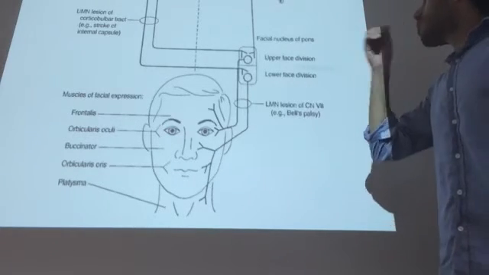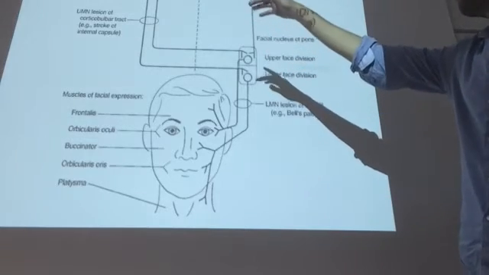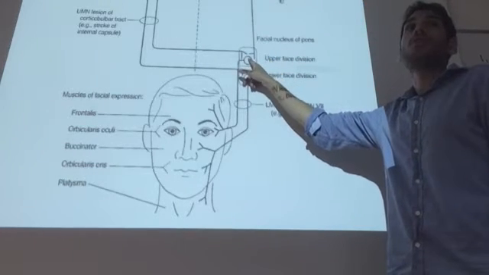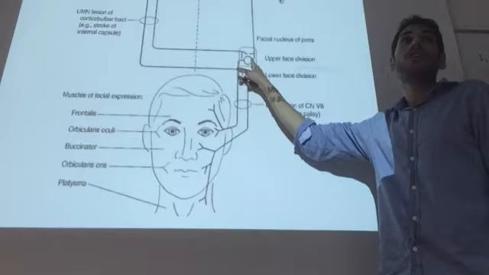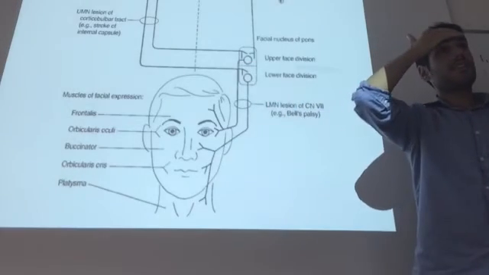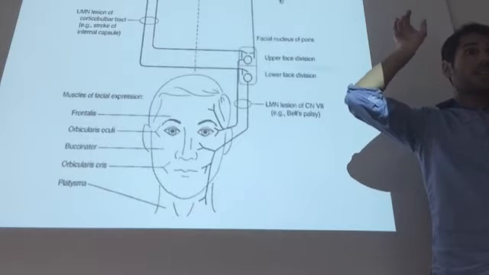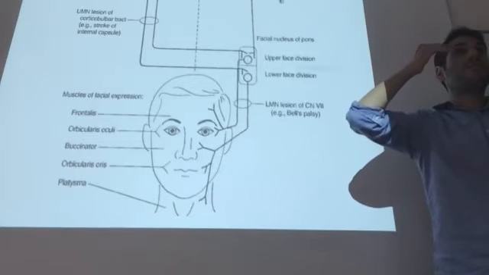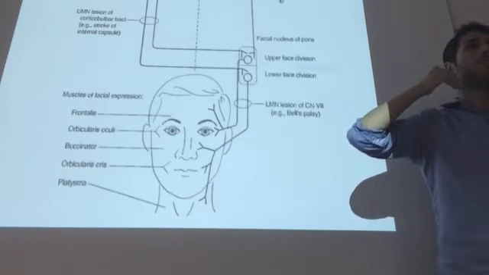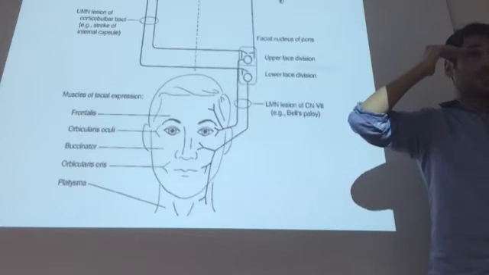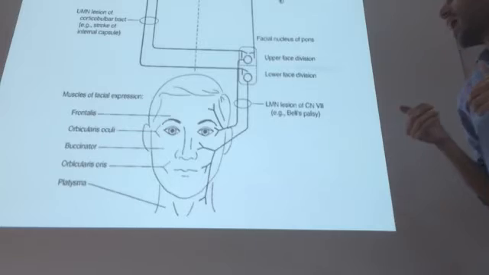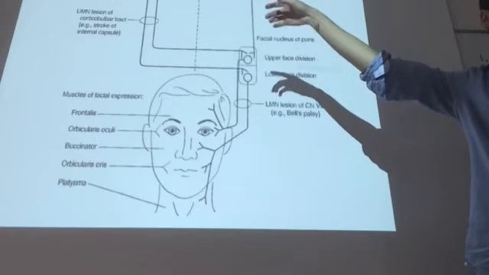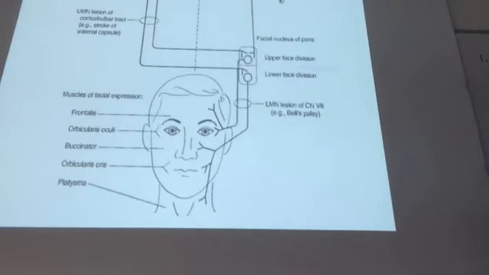Now, the upper motor neuron will come from the contralateral side, and for just the forehead, it's also going to come from the ipsilateral side. So your forehead has an upper motor neuron from both sides, and the nucleus for the facial nerve motor part below your forehead, below your eyes, is only going to have innervation from an upper motor neuron from the contralateral side. Okay?